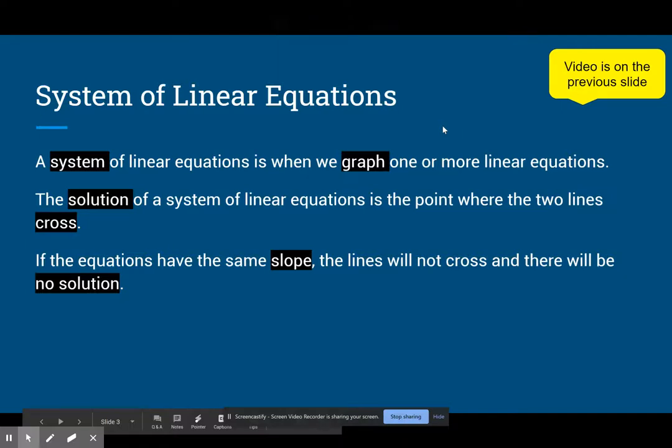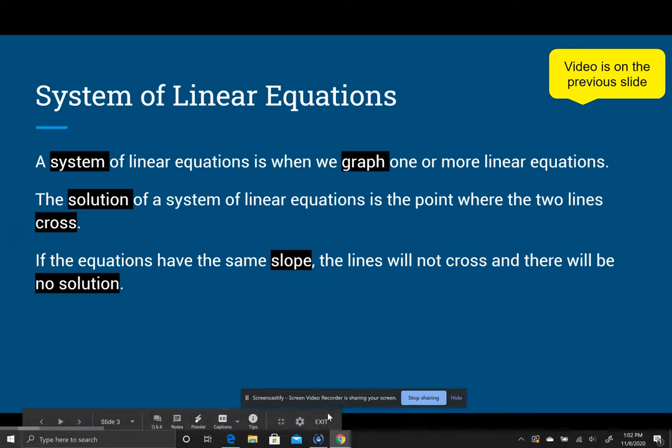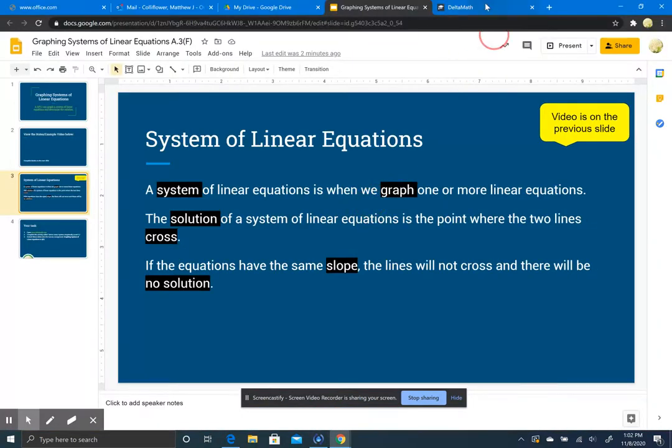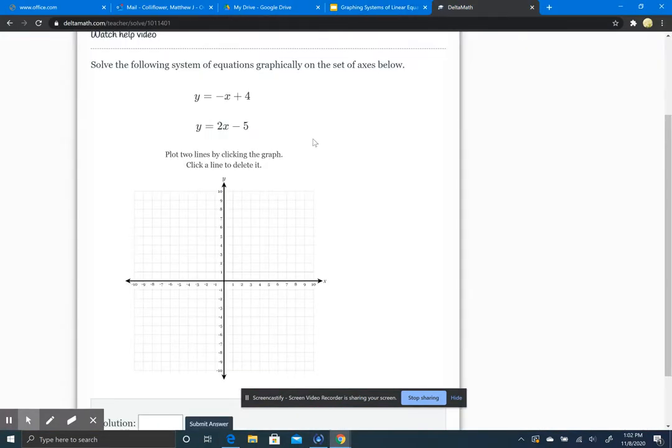Systems of linear equations. A system of linear equations is when we graph one or more linear equations. The solution of a system of linear equations is the point where the two lines cross. If the equations have the same slope, then the lines will not cross and there will be no solution. So now I'm going to show you a couple of examples of how to solve these problems by graphing.